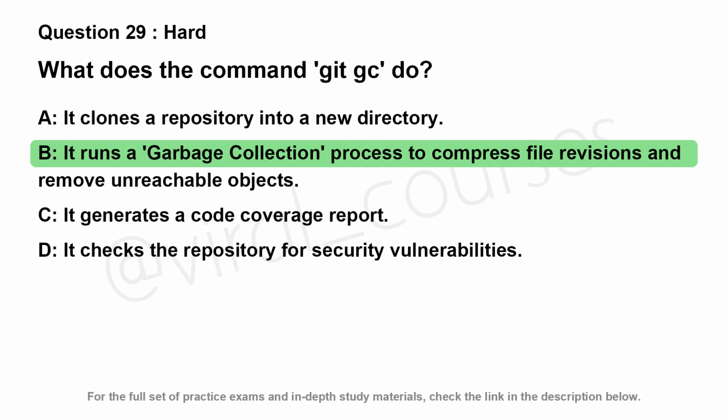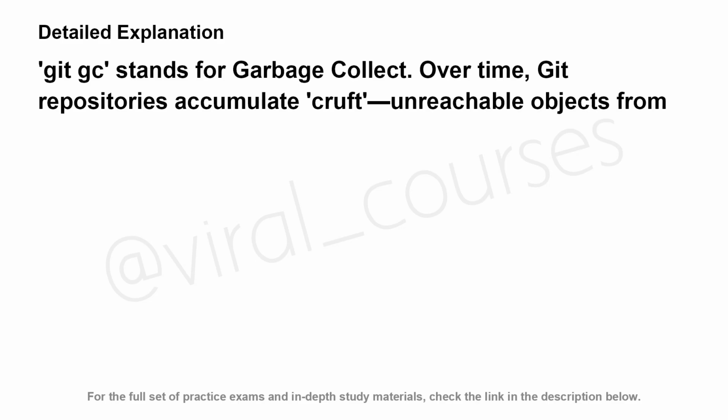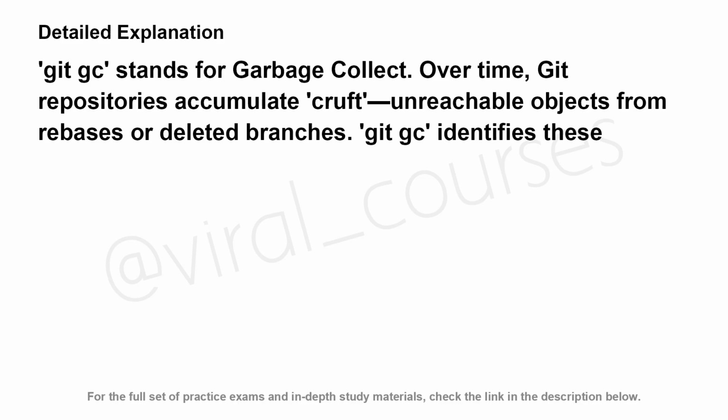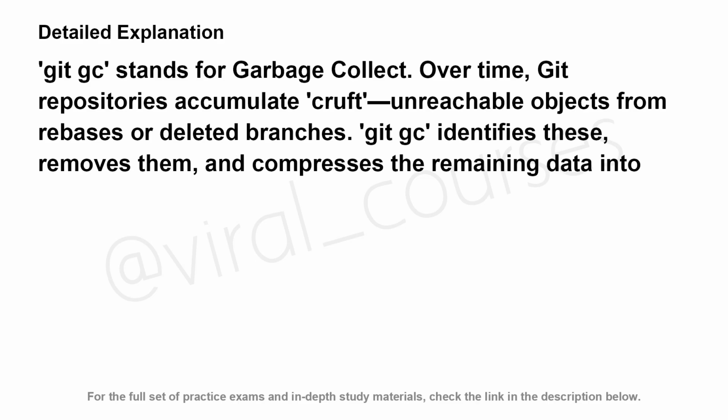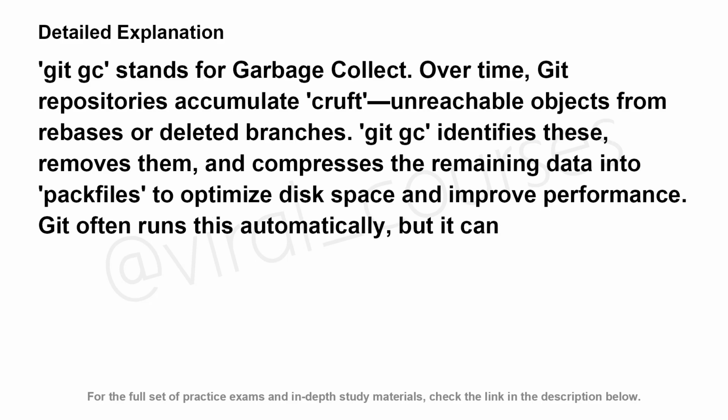The correct answer is B. git gc stands for garbage collect. Over time, Git repositories accumulate cruft, unreachable objects from rebases or deleted branches. git gc identifies these, removes them, and compresses the remaining data into pack files to optimize disk space and improve performance. Git often runs this automatically, but it can be triggered manually.